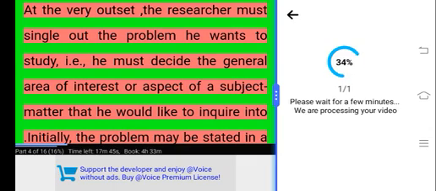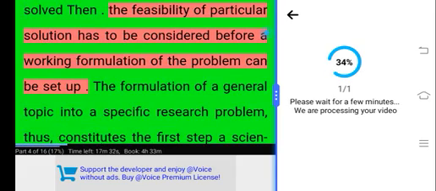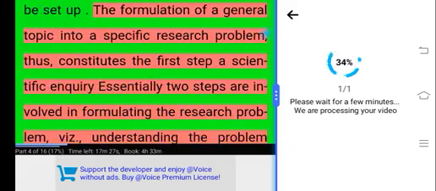Initially, the problem may be stated in a broad general way and then the ambiguities, if any, relating to the problem be resolved. The feasibility of a particular solution has to be considered before a working formulation of the problem can be set up. The formulation of a general topic into a specific research problem, thus, constitutes the first step of scientific inquiry. Essentially, two steps are involved in formulating the research problem, viz., understanding the problem thoroughly and rephrasing the same into meaningful terms from an analytical point of view.